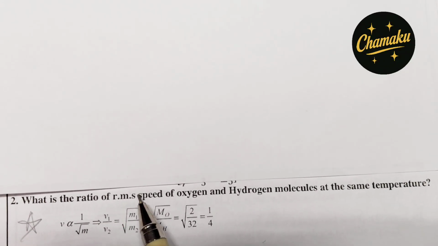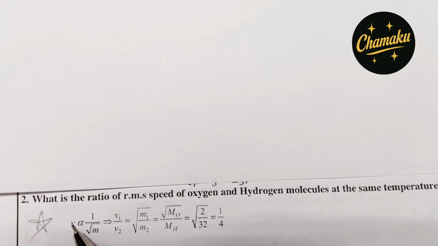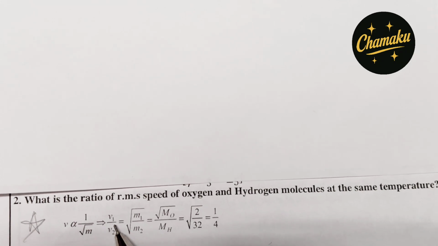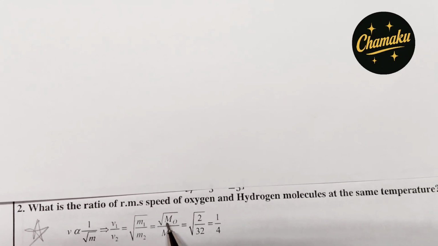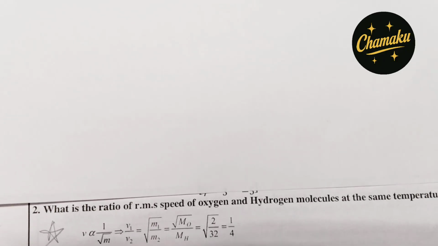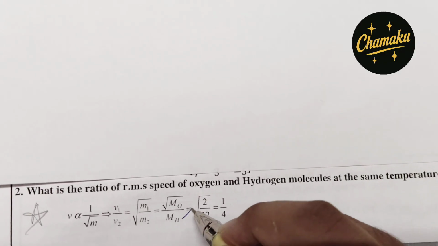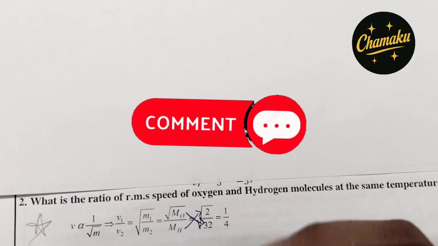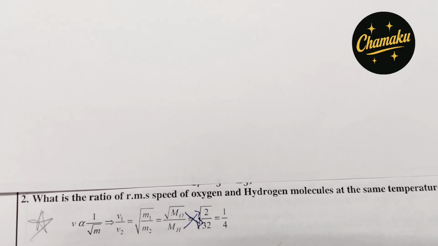What is the ratio of RMS speed of oxygen and hydrogen molecules at the same temperature? Velocity is inversely proportional to 1 by root m. Therefore V1 by V2 is equal to root of m1 by m2, which is root of MH by MO, the hydrogen weight and the oxygen weight. Therefore it is equal to 1 by 4. This is the ratio of RMS speed of oxygen and hydrogen molecules at the same temperature.